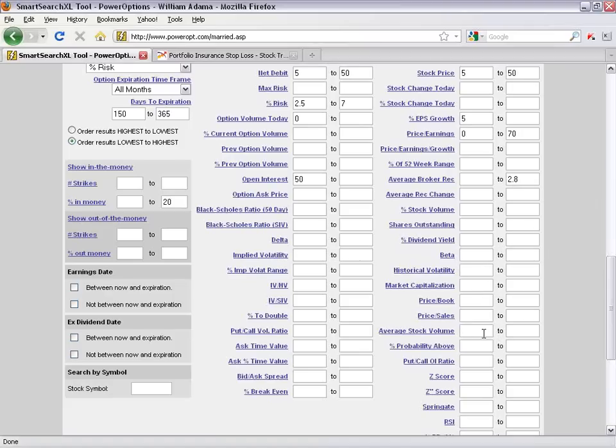The average stock volume. I'm going to look for positions again. To me, the average at least 700,000 shares per day over the last 90 days, or 750,000. Let's do 750. Okay. And again, let's talk about the historical volatility.